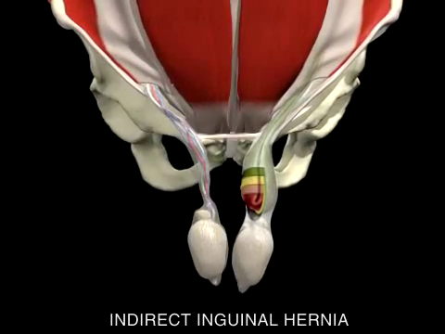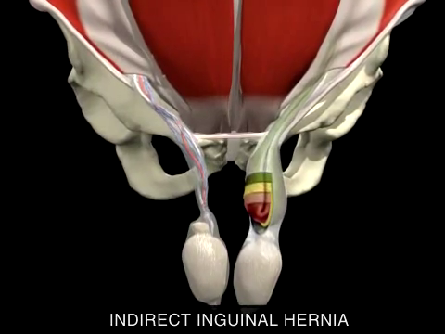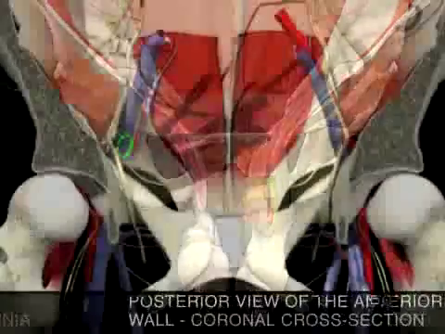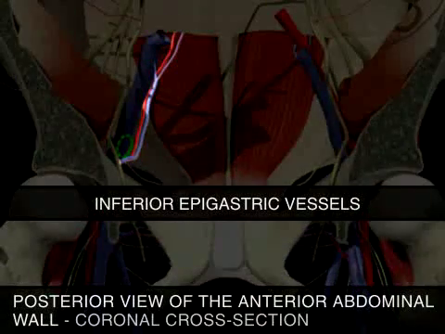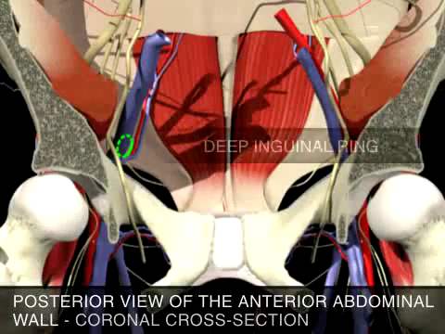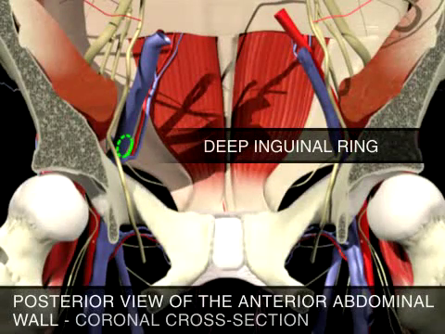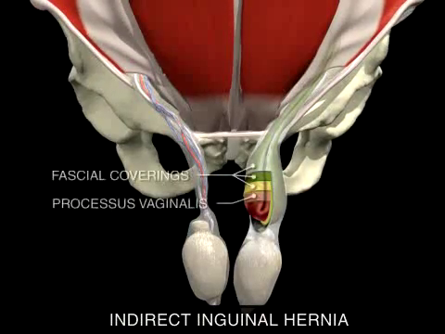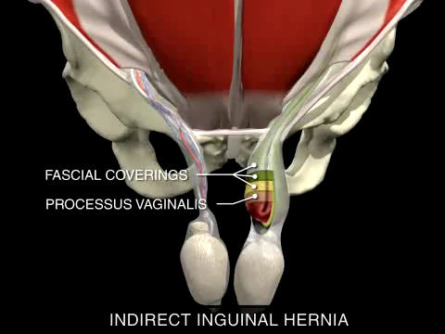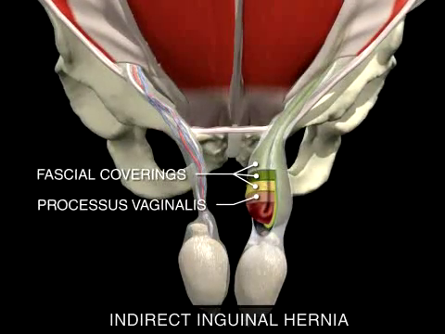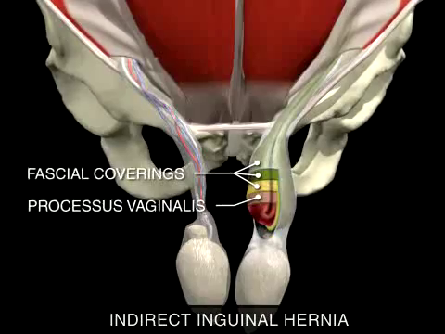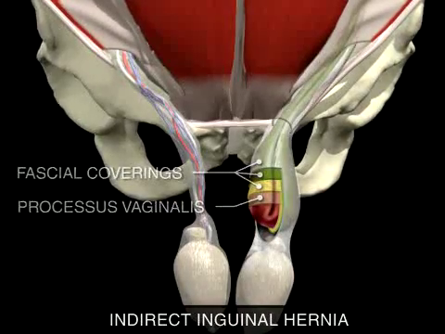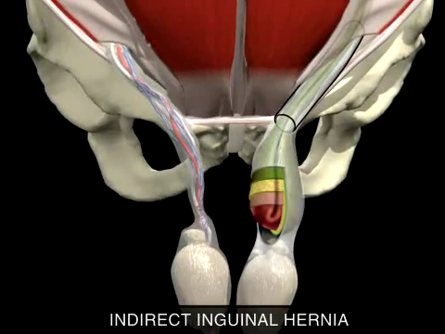Conversely, indirect inguinal hernias are congenital and more common. They pass lateral to the inferior epigastric vessels through the deep inguinal ring. They are contained within a hernial sac, covered by the peritoneum of a persistent processus vaginalis and all three fascial coverings of the spermatic cord. They pass through the inguinal canal.